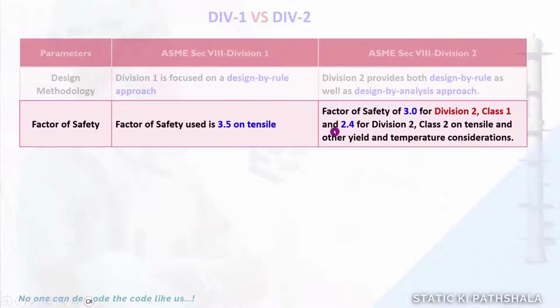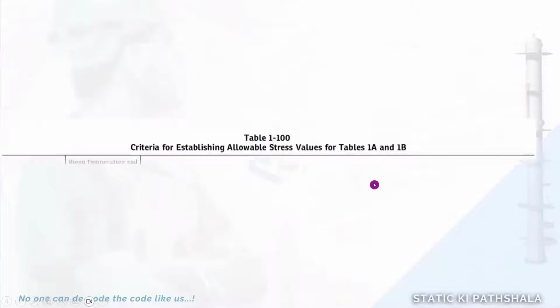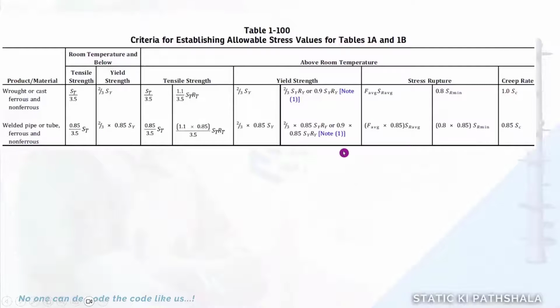So in short, for the same material, the allowable strength or allowable stress would be lower in division 1 and higher in division 2, because the design factor is 2.4 for division 2, 3.5 for division 1, and 3 for class 1. So where is this given in the code? This snap has been taken from ASME section 2 part D, mandatory appendix 1.